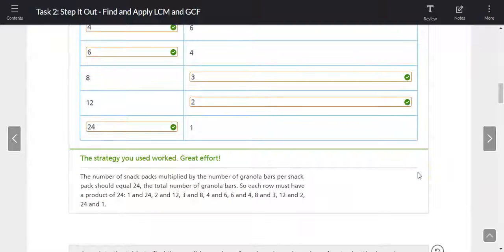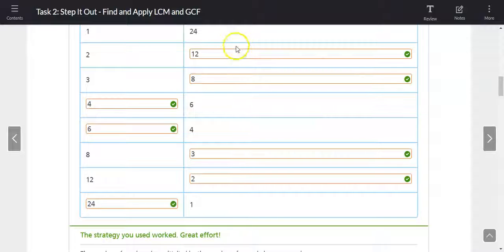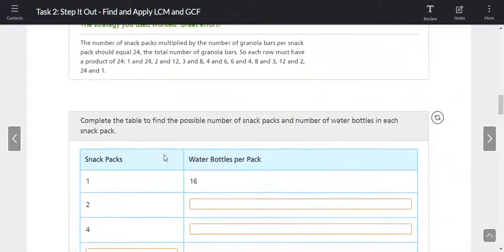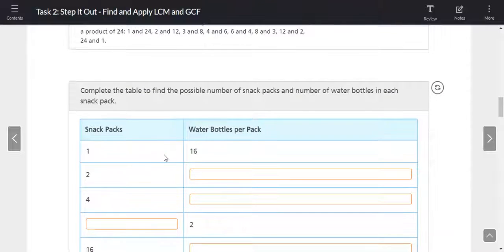So the number of snack packs multiplied by the number of granola bars per snack pack should equal 24, the total number of granola bars. So each row must have a product of 24. Like we have 1 times 24 is 24, 2 times 12 is 24, 3 times 8 is 24, 4 times 6 is 24, 6 times 4 is 24, 8 times 3 is 24, 12 times 2 is 24, and 24 times 1 is 24. Now we're going to do it with water bottles.